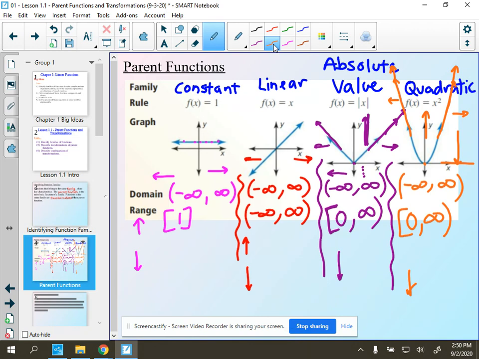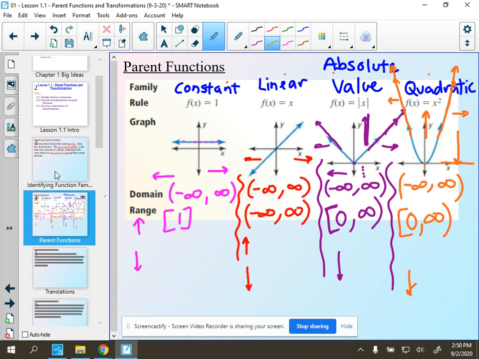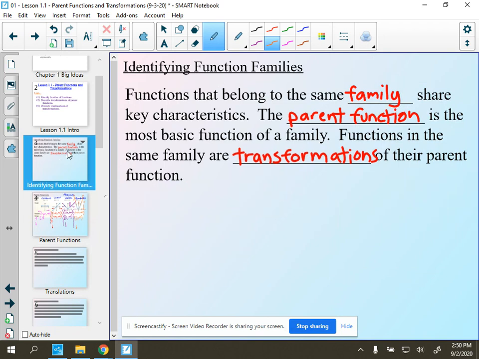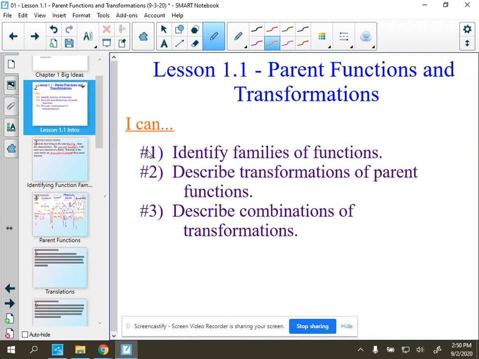Okay, so there's a look at parent functions, their names, the vocab that goes with them: constant, linear, absolute value, quadratic, as well as what their graphs look like, and what their domains and ranges are. So tracing this back, we've identified parent functions and what they look like. Hopefully now we should be able to check off identifying families of functions. I could show you a graph, and I would hope you'd be able to say, that's a linear function, that's a quadratic function, that's an absolute value function.